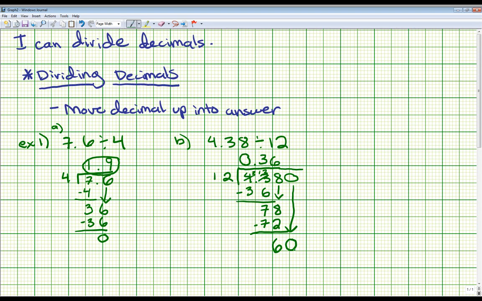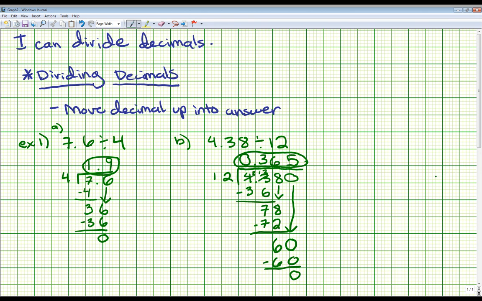12 now into 60. Well, we're lucky because 12 does go into 60 evenly, and it's 5 times. So we only had to increase it by one more number. 12 times 5 is 60. And when we subtract, we get no remainder. So the answer to 4.38 divided by 12 is going to be 0.365.